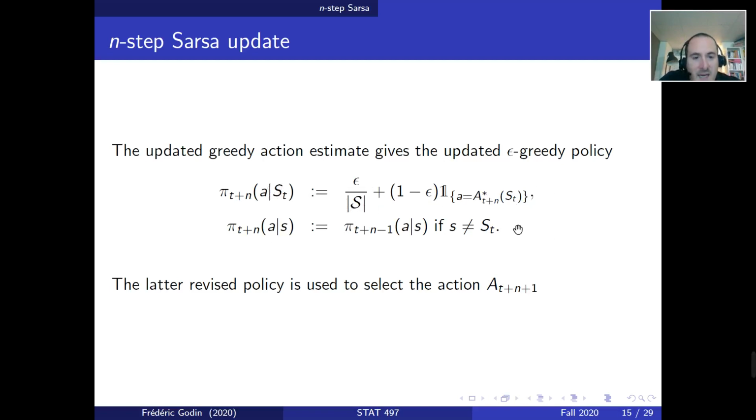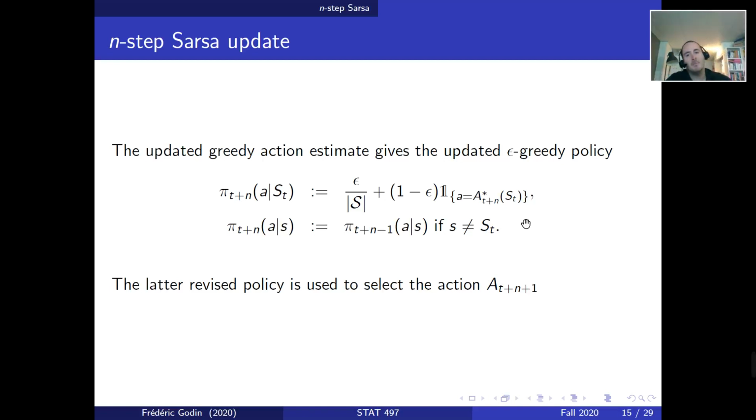And here, the second equation says that for all other states than st, for which the value function was not updated, you keep the same estimate of the policy because you have made no update on the value function. So of course the greedy action will not have changed.